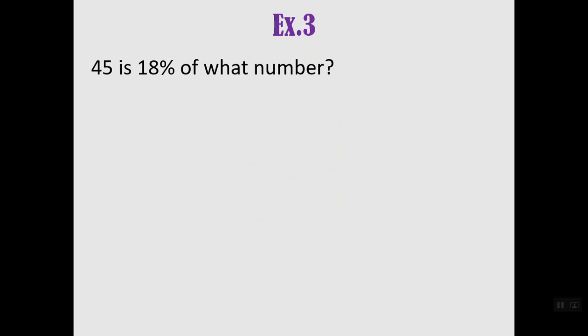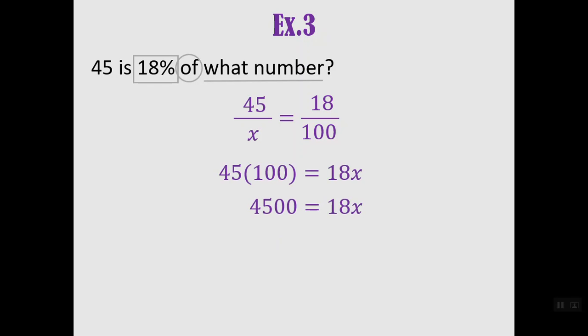One more example. 45 is 18% of what number? Always start out with a proportion. Something's going to be over 100, so I look for the percent, 18%, and put the 18 in the numerator. Then I look for my of for the whole value. Of what number? We don't know what the whole value is, so x goes in the denominator. What's left over is 45, so 45 goes in the numerator. Cross multiply. So we have x equals 250. So we know that 45 is 18% of 250.